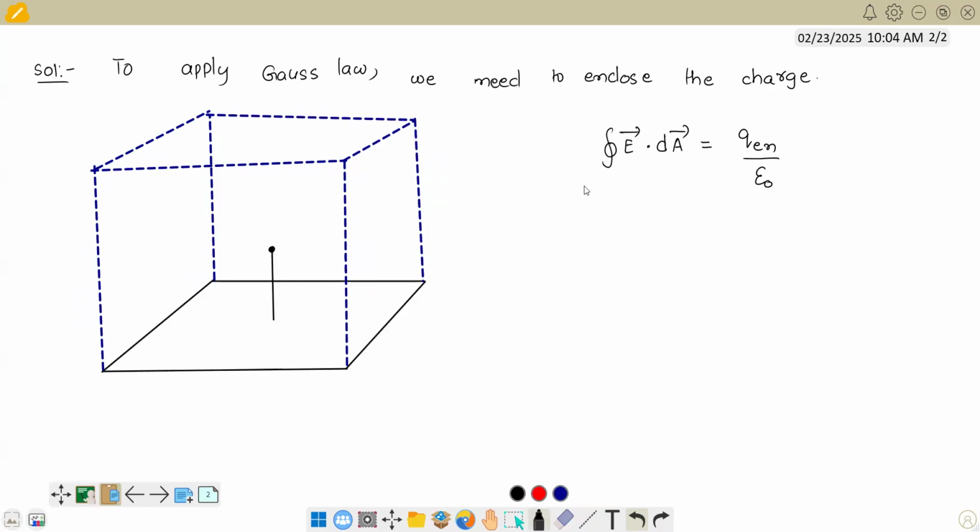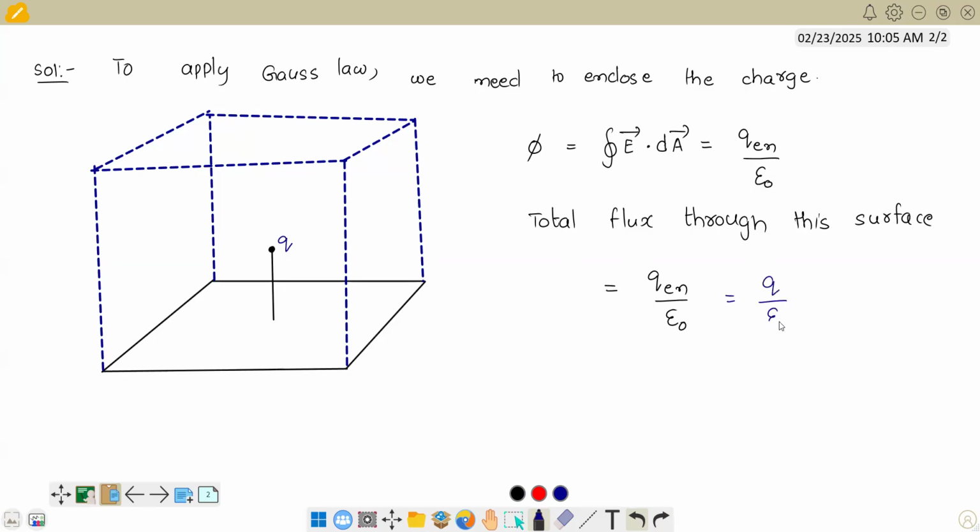Once we have surrounded this on all the sides, we can say the total flux through this surface is equal to the charge enclosed divided by epsilon naught. What is the charge enclosed? There is only one charge in this surface, so it would be q by epsilon naught. Now if you notice, every face of the cube is at equal distance from the charge.